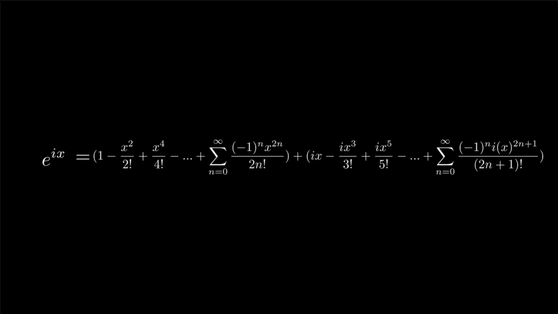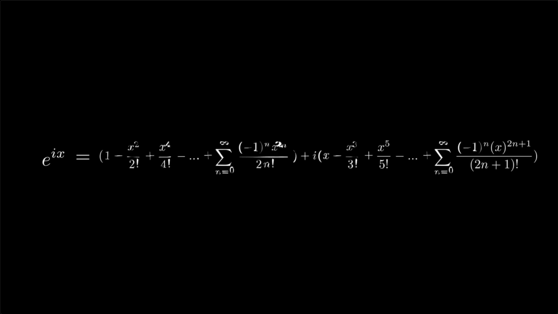So now when we form a series for each one, we see that our real part follows a series from n is equal to 0 to infinity of negative 1 to the n multiplied by x to the 2n over 2n factorial. And our imaginary part follows the summation of negative 1 to the n multiplied by i multiplied by x to the 2n plus 1 over 2n plus 1 factorial from n is equal to 0 to infinity. And let's simply factor this i out, because it's not really part of our sum. So now we have factored this i out.